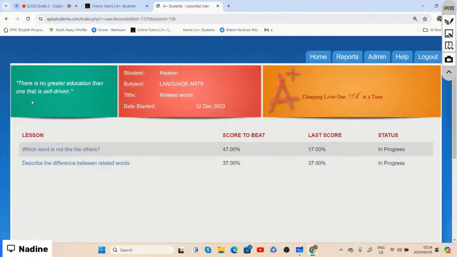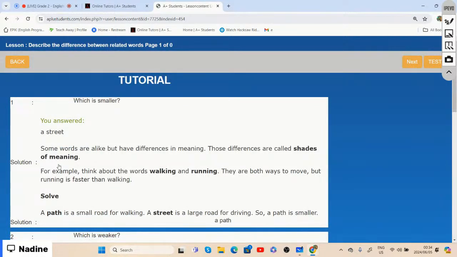All right. So we said that those are words that are not like the others, right? They are not related. We had to identify words that were related to one another, and we had to also identify the word that was not like the others. So now we're going to describe the difference between the related words. Some of the words are alike, but they are different in meaning.